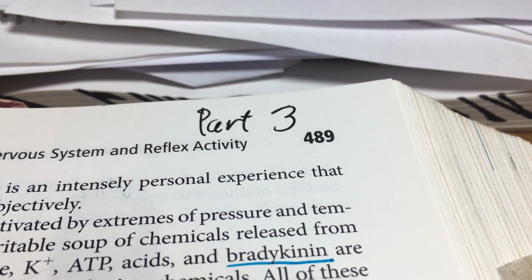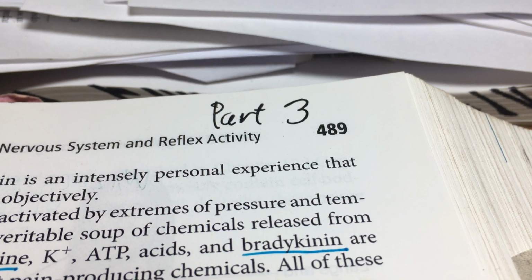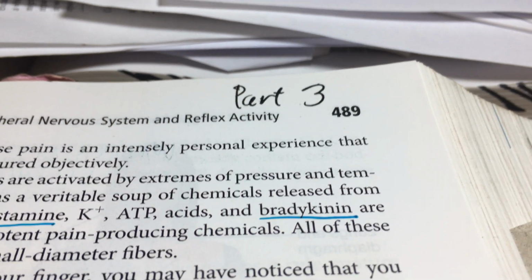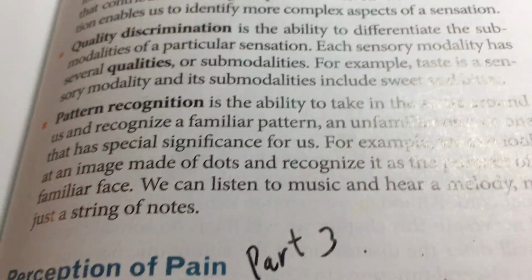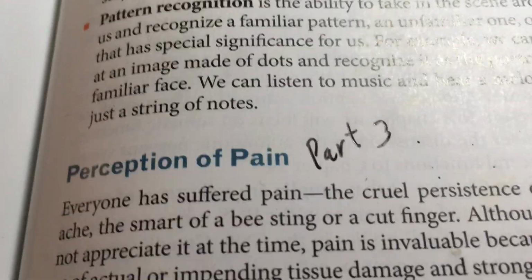We're in the peripheral nervous system, part 3, and we're looking at the nature of nerves and neurons and so on. And we're going to come down here now to the perception of pain.